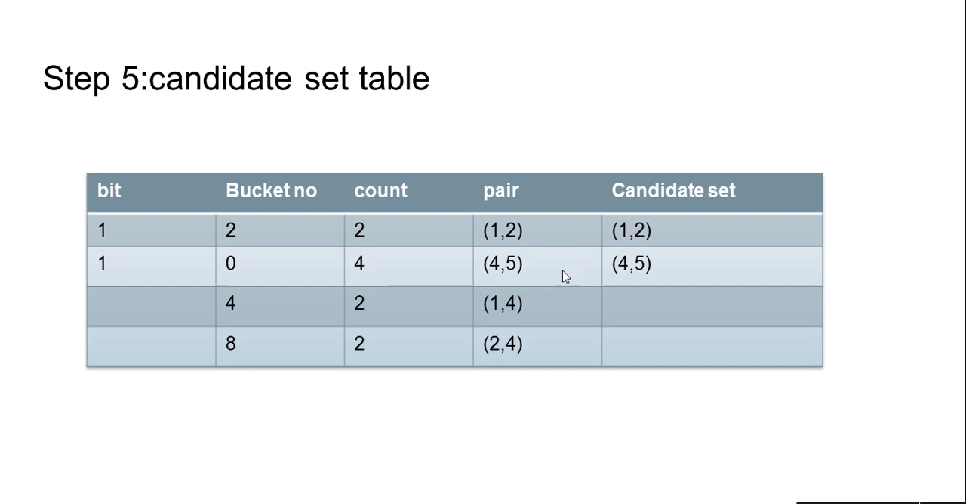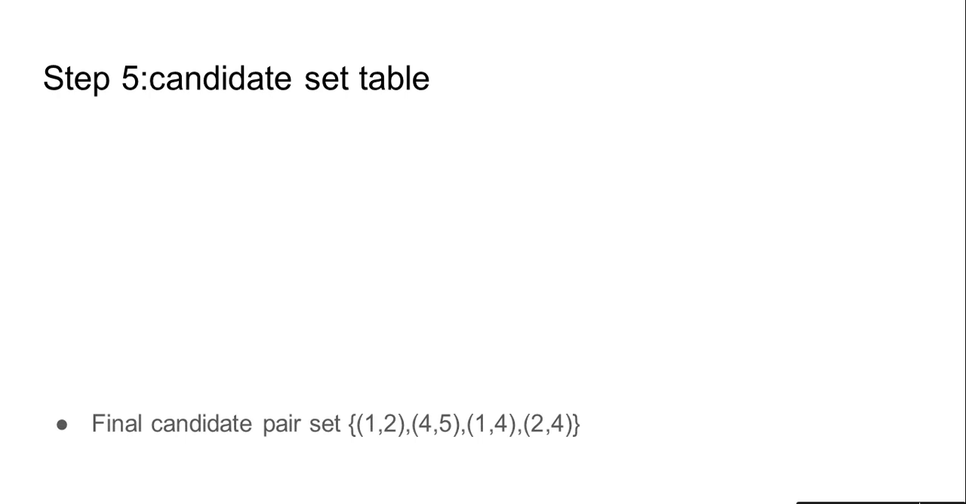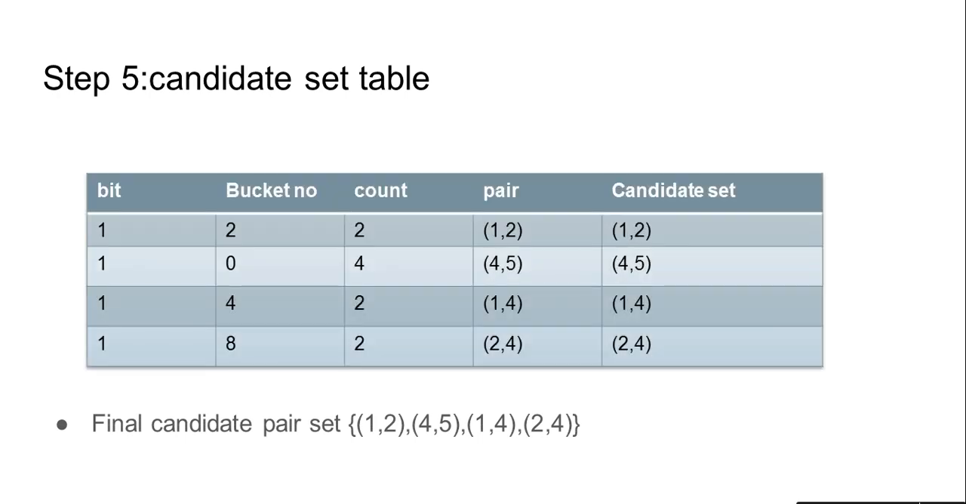Like that, my next value is 4, 5. As we know, it satisfies the count, I will add the bit 1 and put it into the candidate set. Like that I'll do for my third pair and for my fourth pair. So the final candidate pairs that I am getting are 1, 2, 4, 5, 1, 4 and 2, 4. So this is how you solve the PCY algorithm in these 5 steps. Normally this sum comes for 10 marks in the exam.